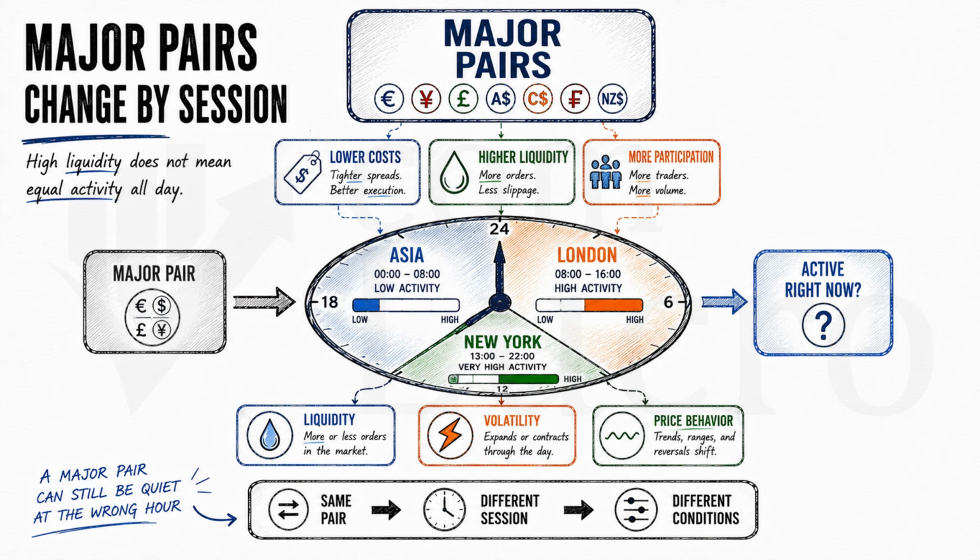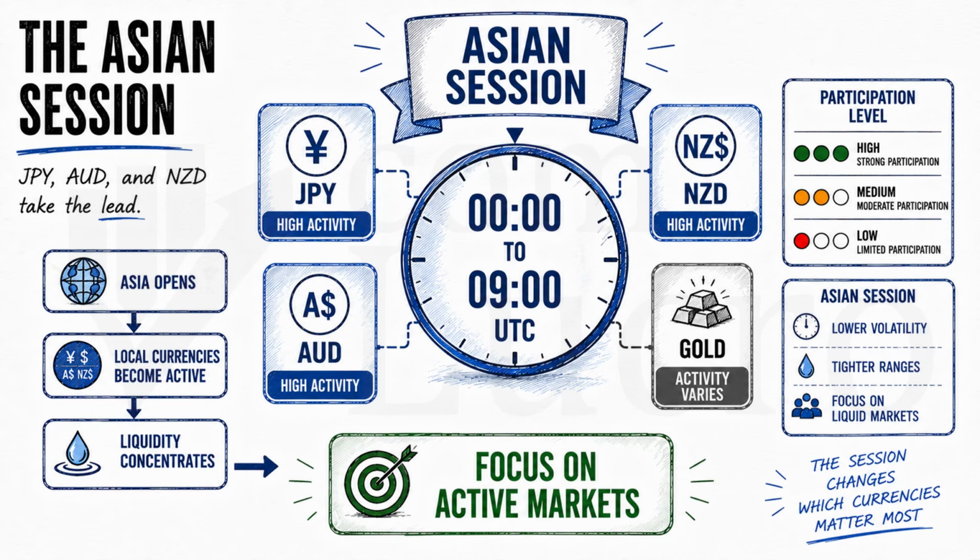However, this does not mean that every major pair is equally active at every hour of the day. The session being traded can significantly affect liquidity, volatility, and price behavior. The first major period is the Asian session, which runs roughly from 00:00 to 09:00 Coordinated Universal Time. During this session, trading activity is concentrated mainly around the Japanese yen, the Australian dollar, and the New Zealand dollar.